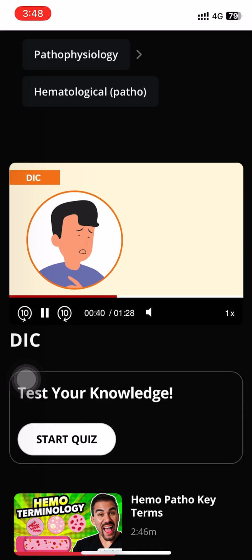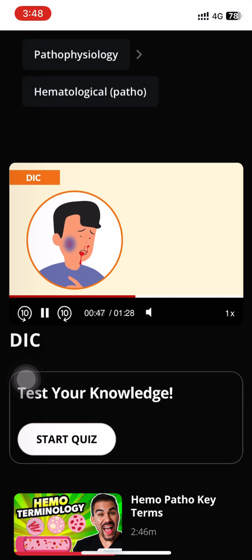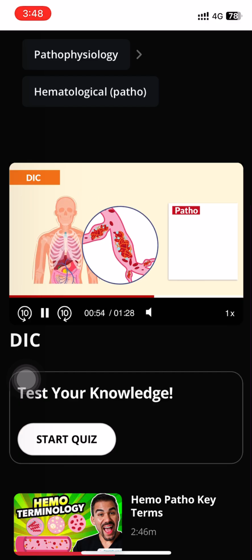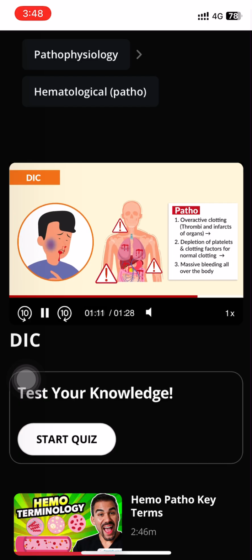Therefore, we see bleeding everywhere, all over the body, commonly seen right beneath the skin, inside the nose and mouth, and even deep inside the body. Complications may include organ failure. So the patho goes in this order. Number 1, overreactive clotting, basically thrombi and infarct of the organs. Then it proceeds to number 2, depletion of all platelets and clotting factors for normal clotting. And lastly, major bleeding all over the body.